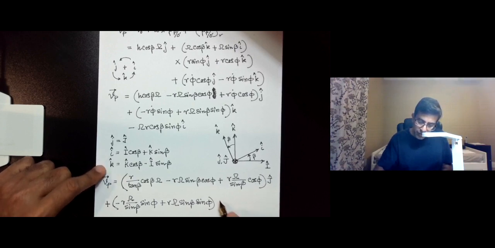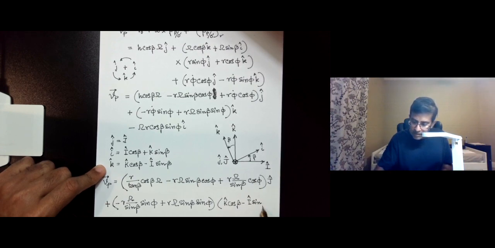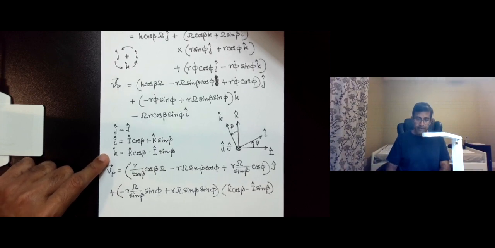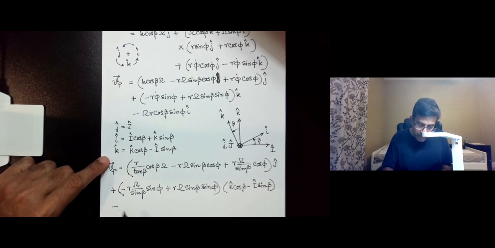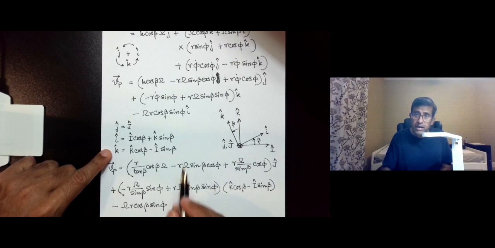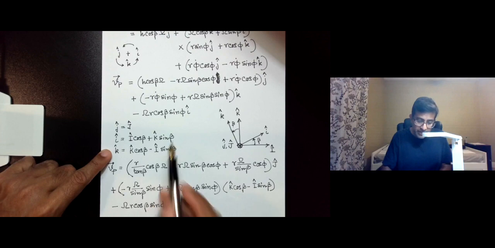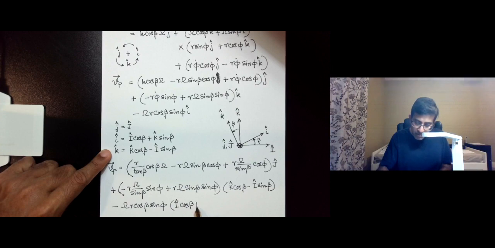and let's substitute for k. We will have capital K cosine beta minus capital I sine beta, right? And then we have minus omega r cosine beta sine phi, and we can replace this i by this expression. So capital I cosine beta plus capital K sine beta.